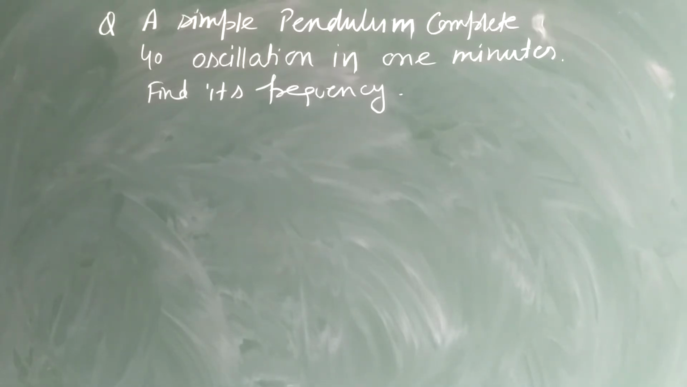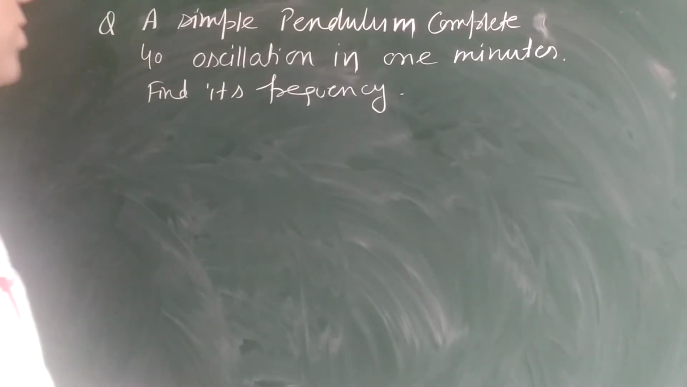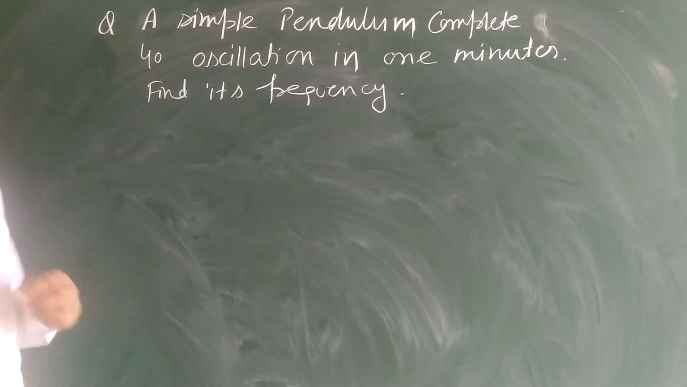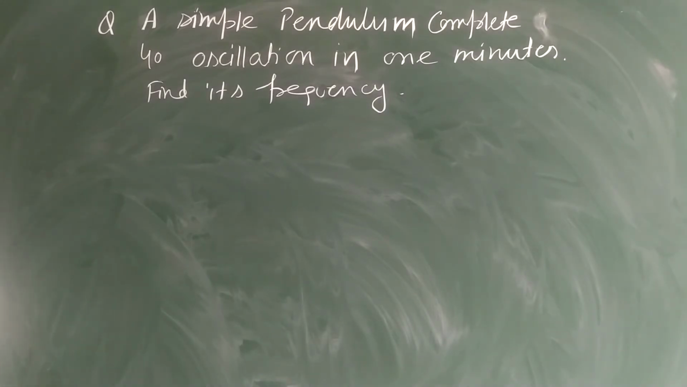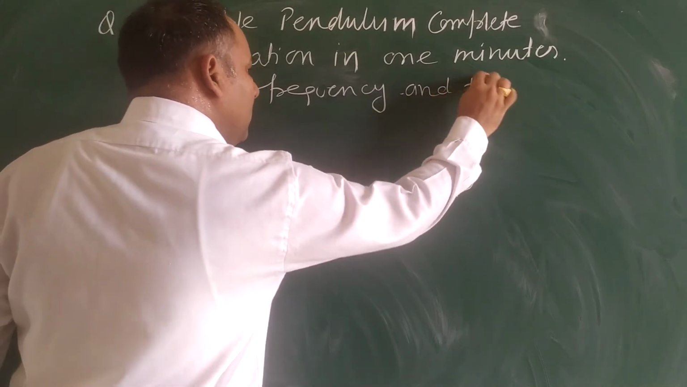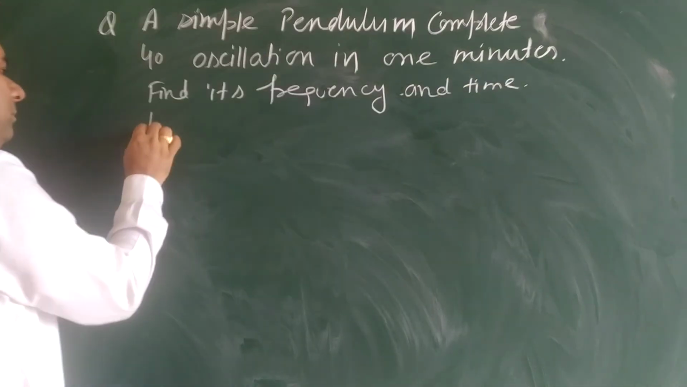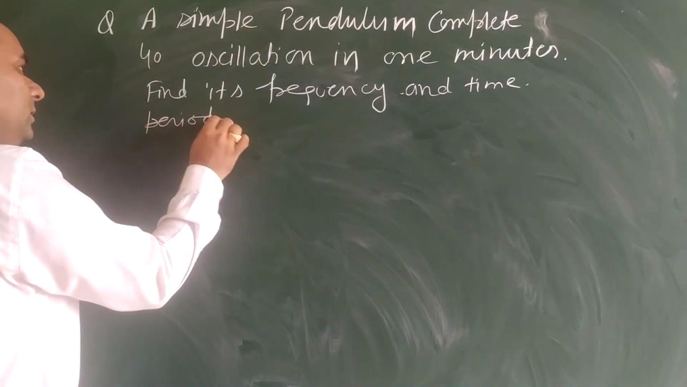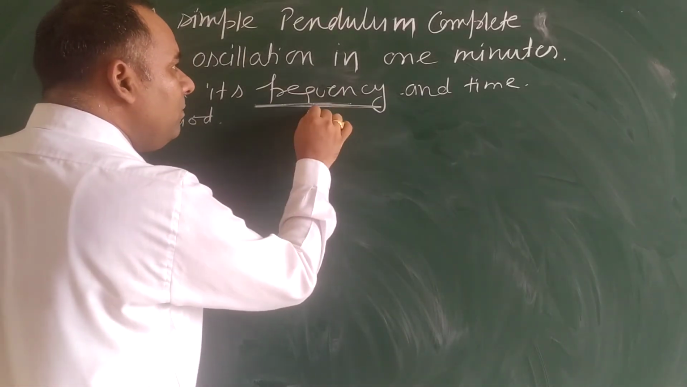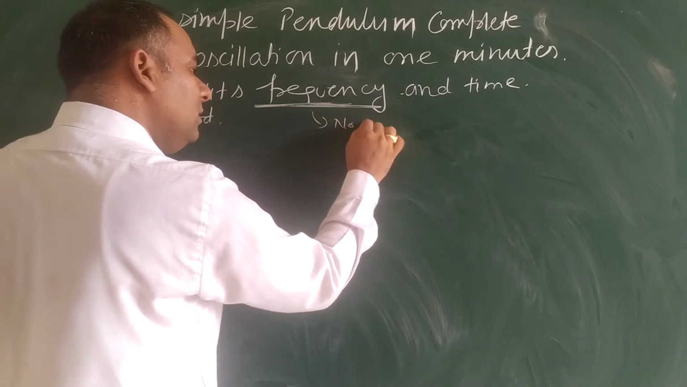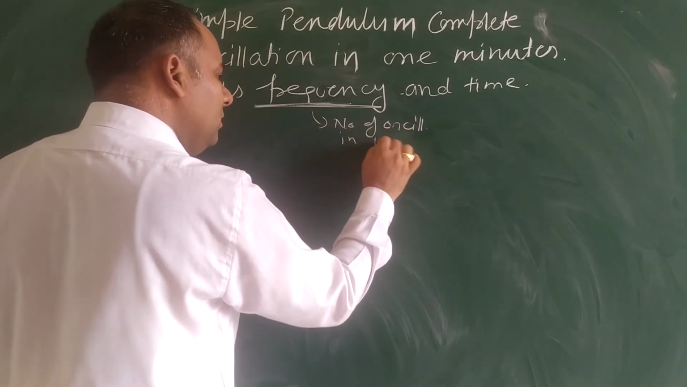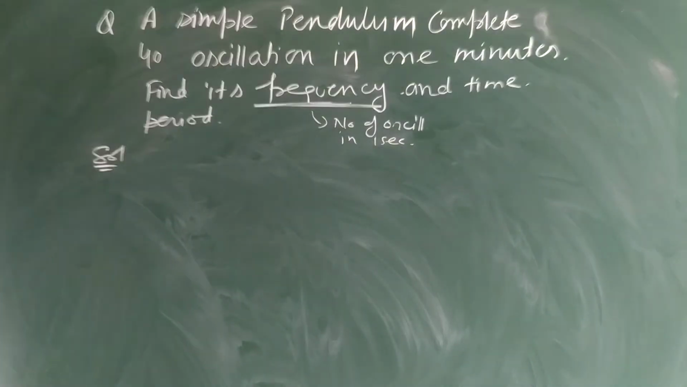Your next numerical: a simple pendulum completes 40 oscillations in 1 minute. Find its frequency and its time period. This is your numerical. So what is the frequency? Frequency is the number of oscillations in 1 second.